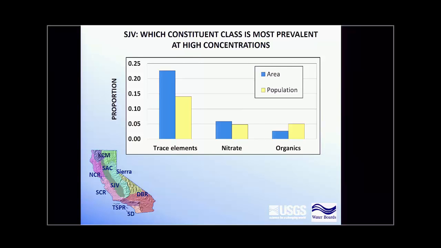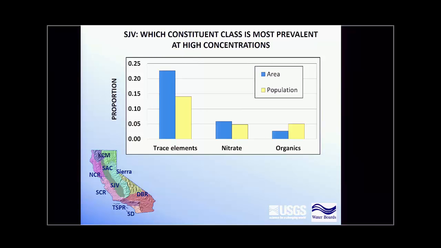The y-axis is proportion. Let's take a look at trace elements. 16 study areas. About 22% of the area has high concentrations for one or more trace elements. If instead we weight all those areas by their population, and we're relying on detection frequencies in that case, about 12 or 14% of the groundwater, as seen by people, has high concentrations. Nitrate has about 5% prevalence at high concentrations by area at the depth zone used for public supply.